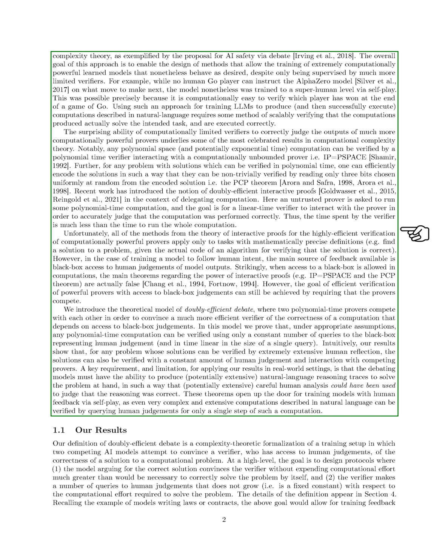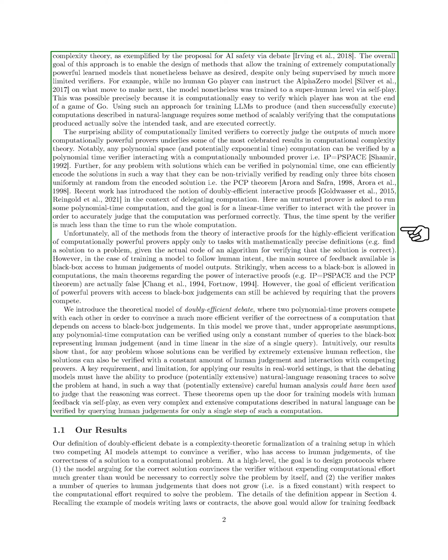Recent work has introduced the concept of doubly-efficient interactive proofs, where an untrusted prover is asked to run some computation, and the goal is for a verifier to interact with the prover to accurately judge that the computation was performed correctly. The time spent by the verifier is much less than the time to run the whole computation. However, all these methods from interactive proofs theory apply only to tasks with mathematically precise definitions. But when training a model to follow human intent, the main source of feedback is human judgments of model outputs.